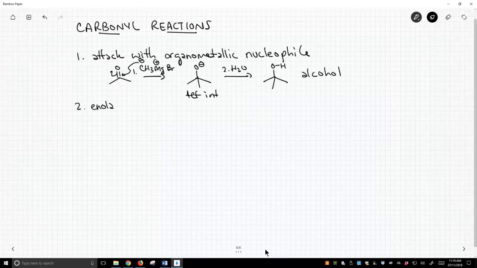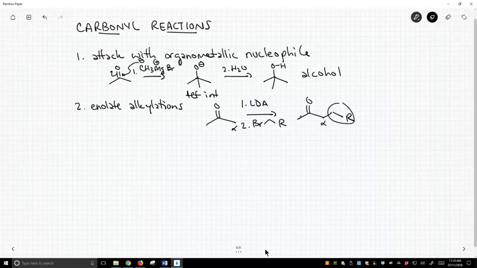We also learned how to do enolate alkylations. So we can take a carbonyl, again, a nice generic carbonyl. We'll just use acetone. We can treat this with LDA, and that forms an enolate, and then treat with some sort of, specifically a primary alkyl halide. And we will alkylate this alpha carbon and put this new alkyl group on our carbonyl.